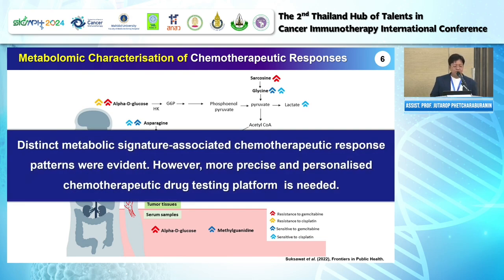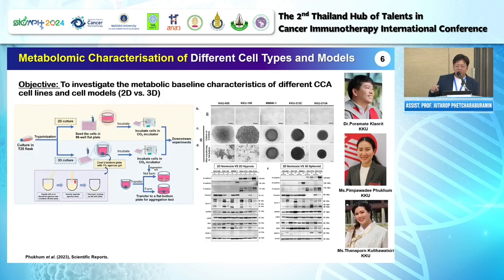So we proposed that distinct metabolic signatures associated with chemotherapeutic response patterns were evident in this study. However, a more precise and personalized chemotherapeutic drug testing platform is needed. That's why one of our colleagues developed a cell platform for testing chemotherapeutic drugs. This study was led by Dr. Pramek Ganrit, Ms. Pimpawadi Pukam, and Ms. Thanaporn Guntawasiri to investigate the metabolic baseline characteristics of different CCA cell lines and cell models. When I say cell models here, I mean 2D and 3D, the monolayer 2D and the spheroid.